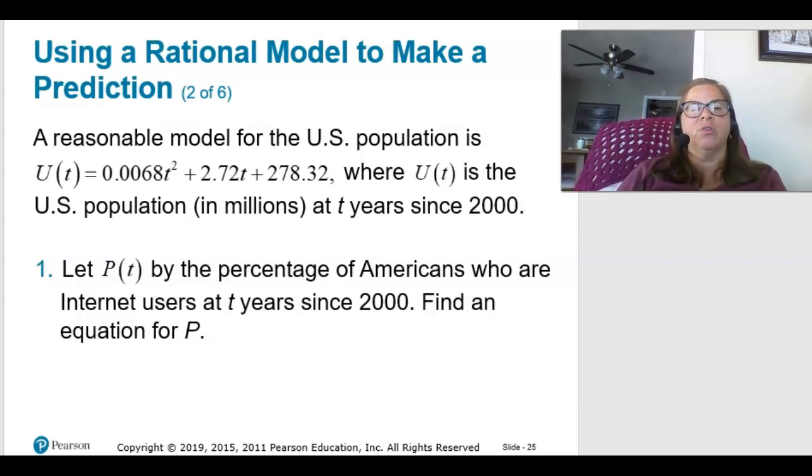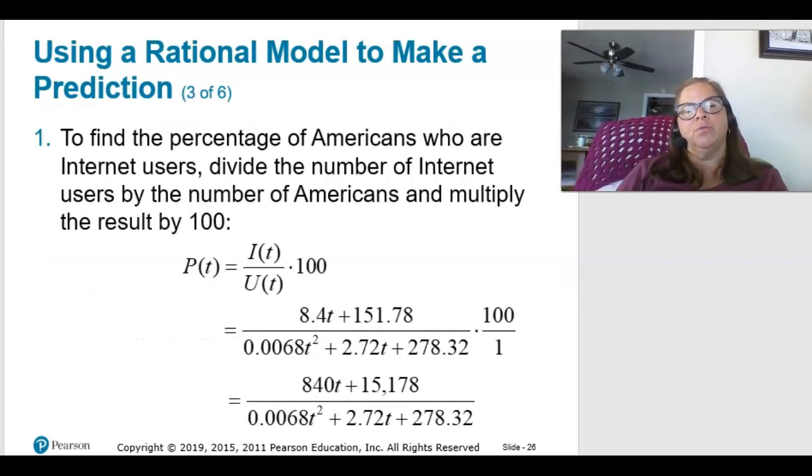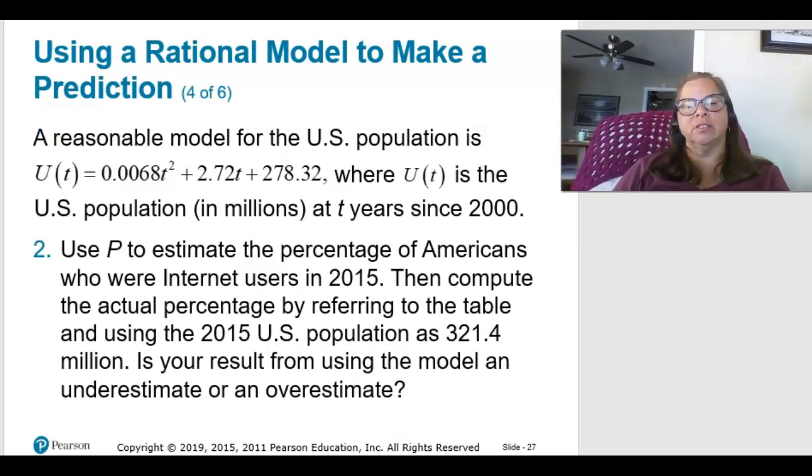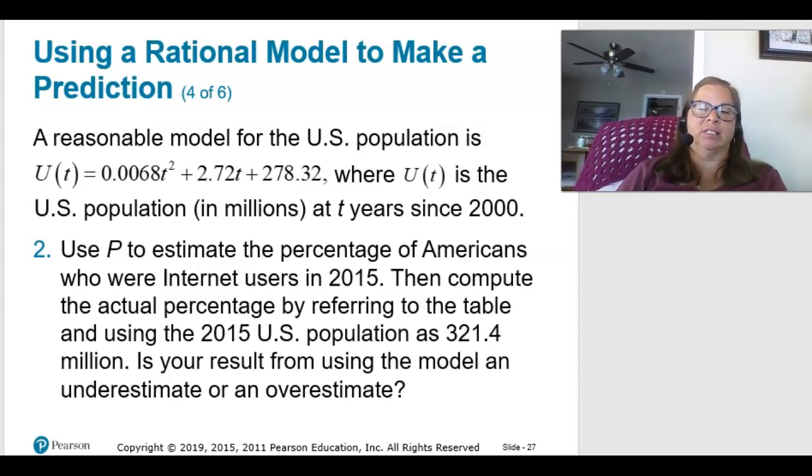If the total population is represented by U of t and the users of the internet are represented by I of t, we're going to find the percentage of Americans that are using the internet by dividing the two functions. We will take I of t, we're going to divide it by U of t, and we're going to multiply that by 100. Now this looks like our previous problem, so we are going to take a look and see what happens when we substitute for t. If we want to know what has happened since 2015, remember t is since 2000, so we would substitute t at 15.